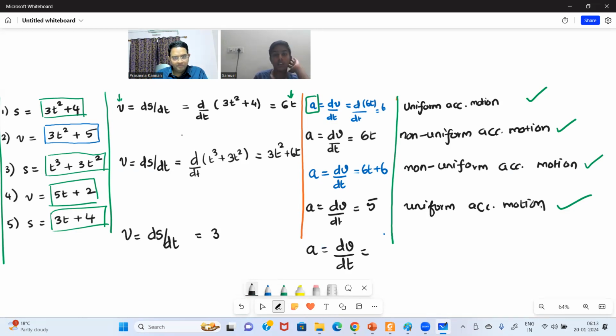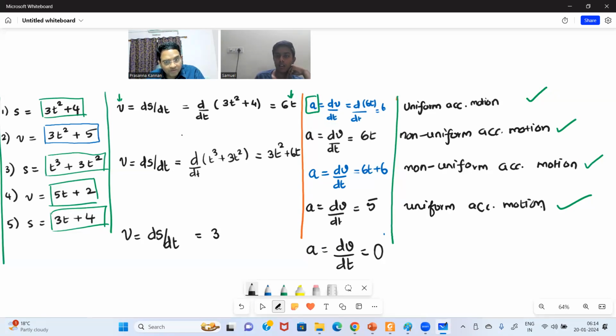Velocity we got 3. So again, if we differentiate, you get 0. Why? Because if you differentiate a constant, you get 0. So acceleration is 0 is what motion? Or velocity is constant is what motion? Wait. Think, absorb the question, then answer it. Acceleration is constant, but it is not 0.